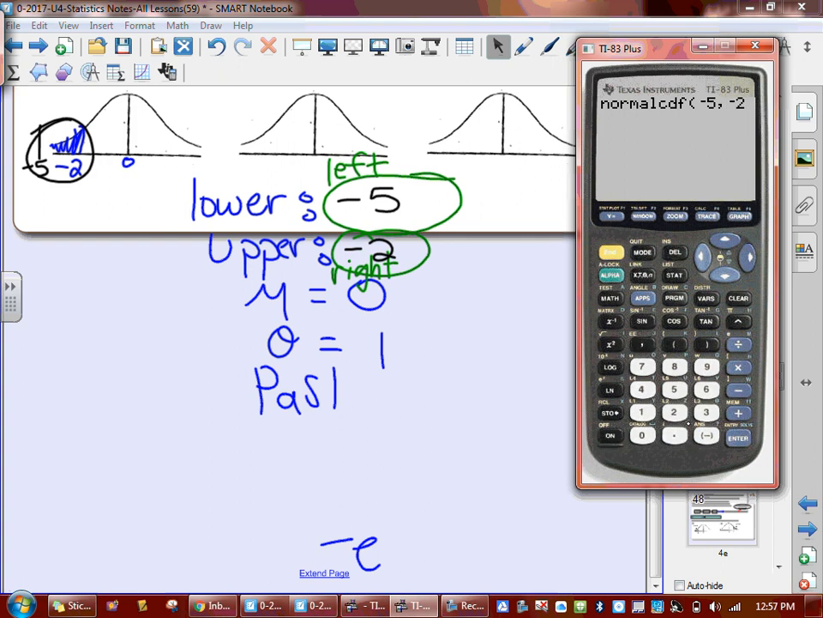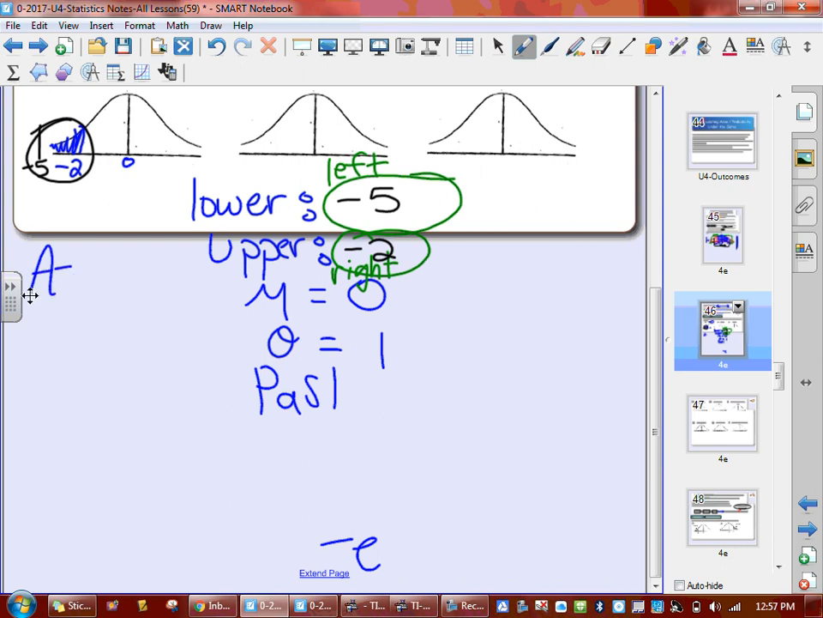So we always go to 4 decimal places, so we get an area of 0.0227. Okay, that's to 4 decimal places. That's the area or probability. That means how much I have shaded. Now we want the percentage. How would I change that to a percentage? Times it by 100. Good.